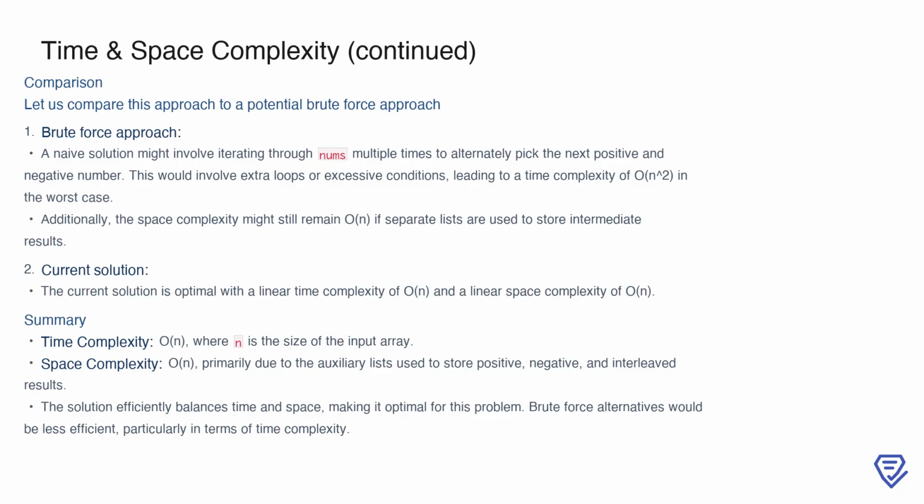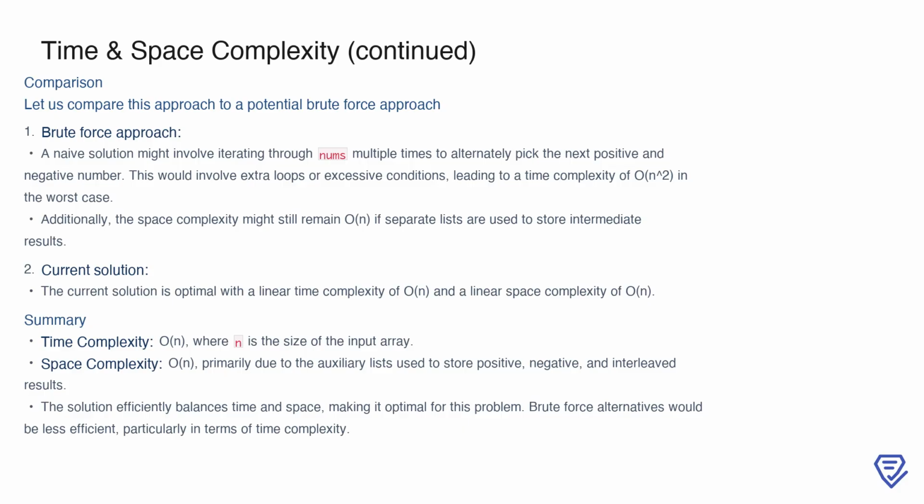To better understand the efficiency of this solution, let us compare it to a potential brute force approach. A naive solution might involve iterating through the input array nums multiple times to alternately pick the next positive and negative numbers. This would require additional loops or more complex conditional checks, resulting in a time complexity of O(n squared) in the worst case. On the other hand, the space complexity of the brute force method might still remain O(n) if intermediate lists are used to store the results. In contrast, the current solution is far more optimal.